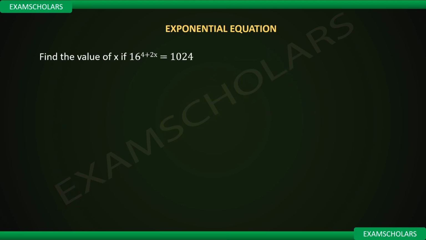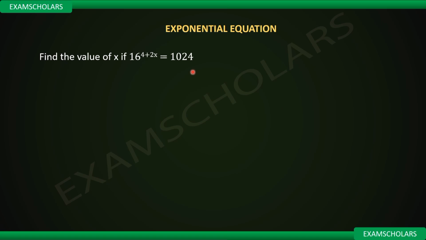Now, let's solve our first question. Find the value of x if 16 raised to power 4 plus 2x is equals to 1024. You remember my first video in indices, isn't it? If you don't understand indices very well, you cannot solve this. So let me give you hints. You see this 1024, the unit of data. 1 gig, 1024 MB. You are linking it up.